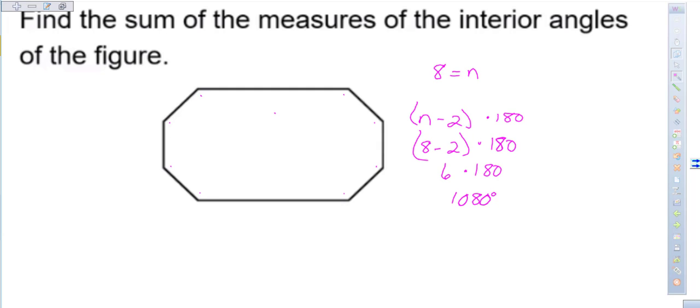So hopefully this video will help you find the angle measure for the interior angles of any given polygon that we come across.